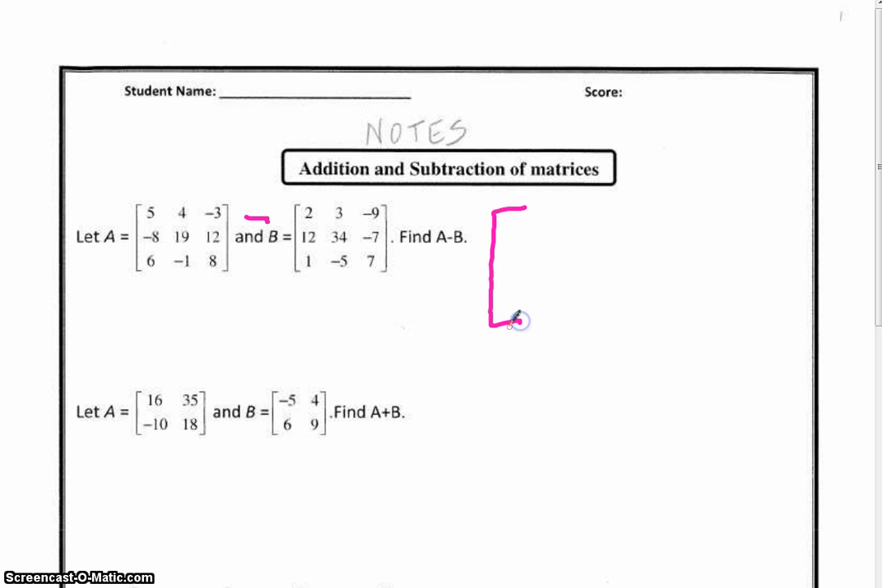So you're going to have a matrix. It's still going to be a 3 by 3. So you can either go through and do your leave change opposite, make the addition and change all the signs, or you can say 5 minus 2 is 3, 4 minus 3 is 1, -3 minus -9 is 6, -8 minus 12 is -20. 19 minus 34 is going to be -15. 12 minus -7 is going to be 19. 6 minus 1 is 5. -1 minus -5 is 4. 8 minus 7 is 1.